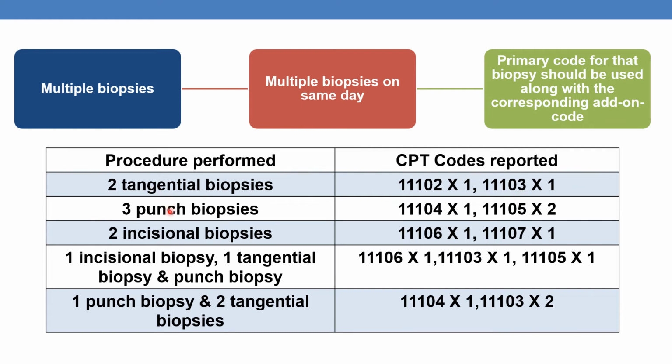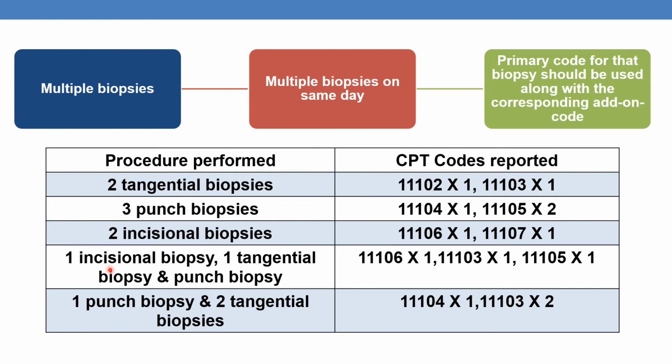Next case is 3 punch biopsies are performed. Here one primary procedure code 11104, which is punch biopsy of skin, single lesion, followed by 2 add-on codes for the subsequent 2 biopsies, 11105, which is each separate punch biopsy of skin, each separate or additional lesion. The next is 2 incisional biopsies. Here also one primary code and one add-on code. 11106 is the primary code for incisional biopsy and 11107 is the add-on code for incisional biopsy.